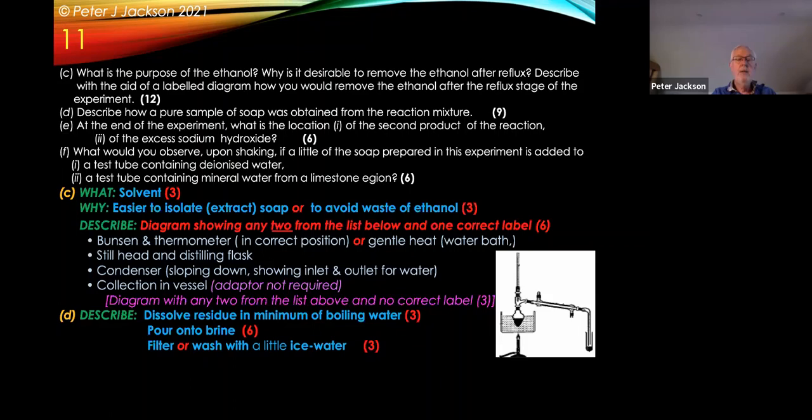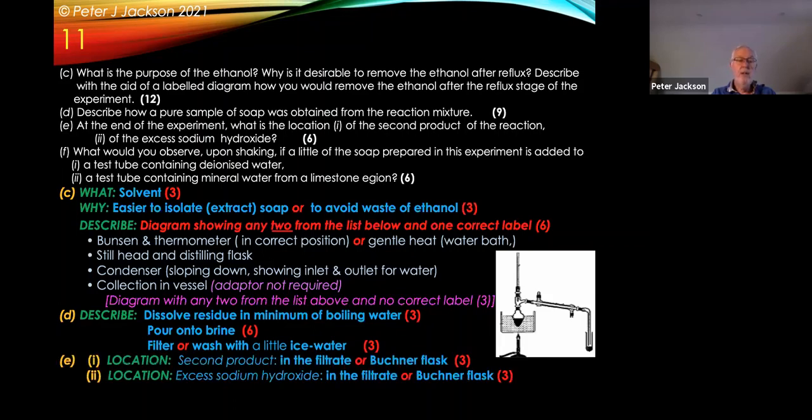And E, at the end of the experiment, what is the location of the second product of the reaction? That's glycerol, and of the excess of sodium hydroxide. Well, the second product is in the filtrate in the Buchner flask, and the sodium hydroxide is in the filtrate or the Buchner flask. But there are two questions, so you have to give two answers. You can't just say it once and say it's done. Give them both.